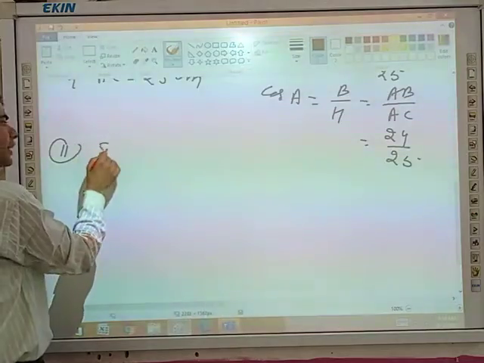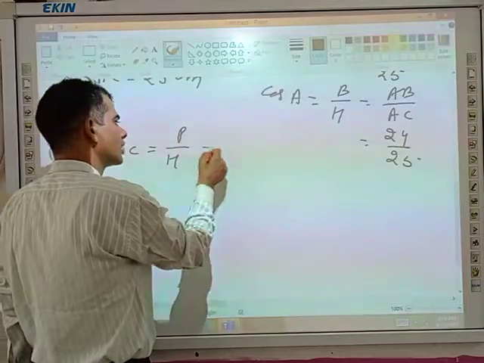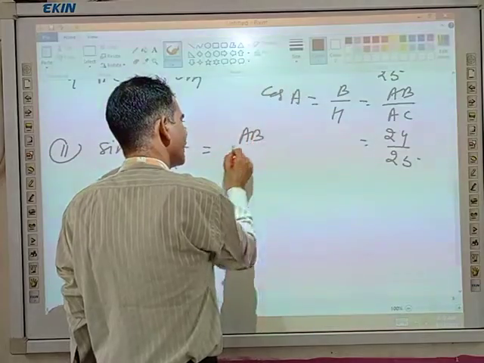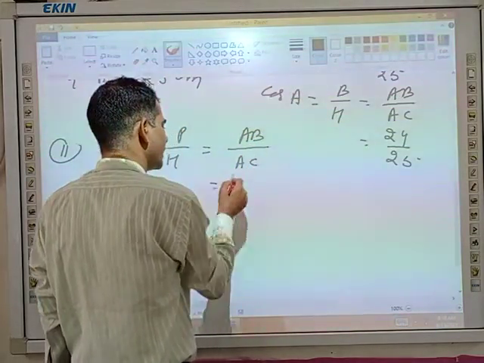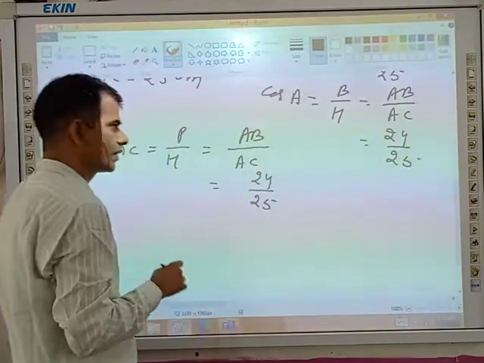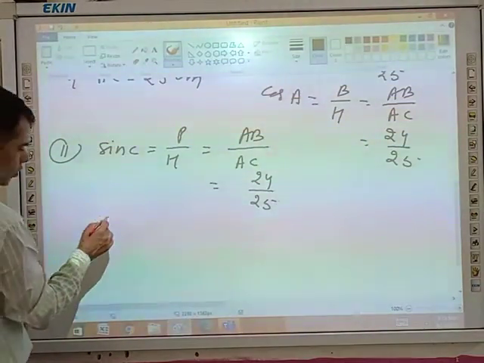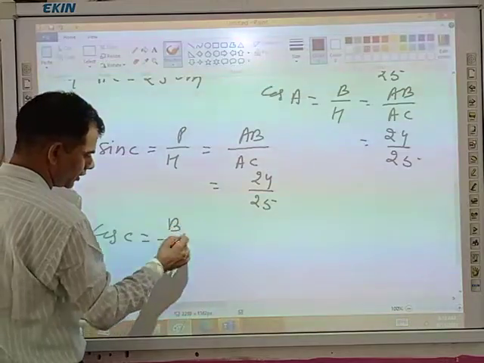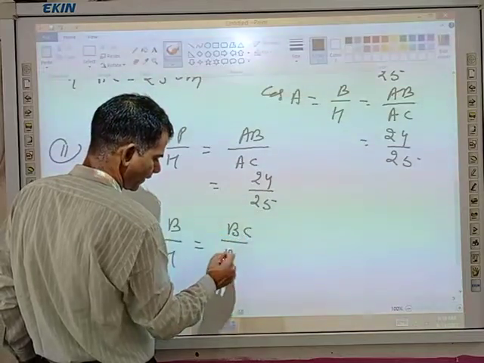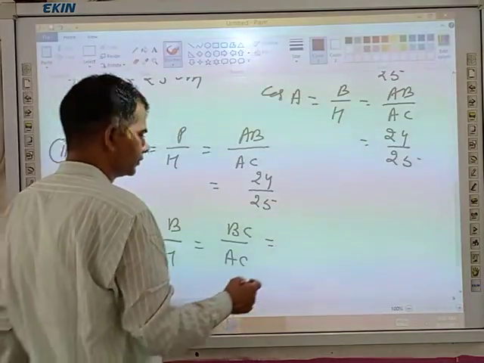Second part, sine C. Sine is perpendicular upon hypotenuse. What is your perpendicular? AB. And hypotenuse is your AC. What is your AB? 24 upon 25. Yes, very good. Now next is your cos C. Cos C is base upon hypotenuse. Base is your BC upon AC. What is BC? 7 by 25.